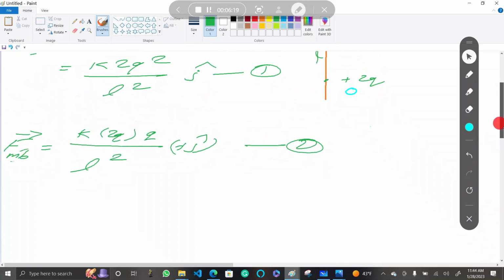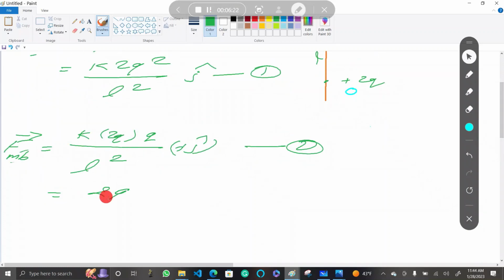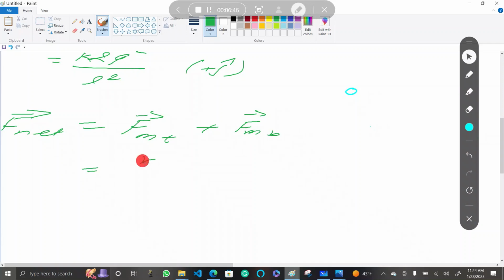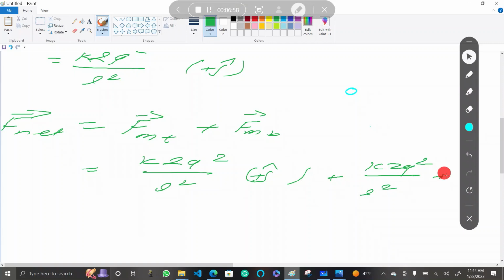Now we have both expressions. Let me write this as 2q square k by L square in the positive j direction. So the net force F net experienced by the middle charge is the force experienced by the middle charge because of the top charge plus the force experienced by the middle charge because of the bottom charge, which goes something like k 2q square by L square along the positive j direction, plus k 2q square by L square also in the plus j direction.